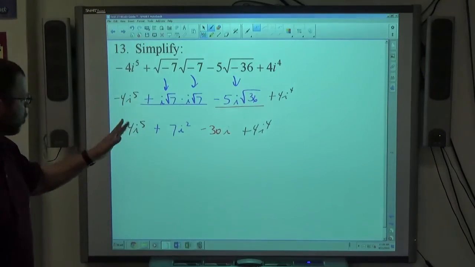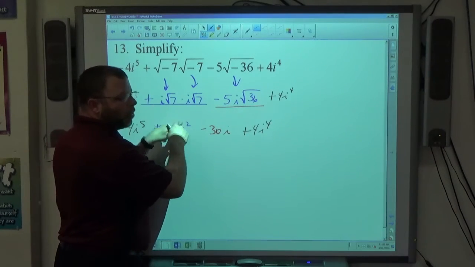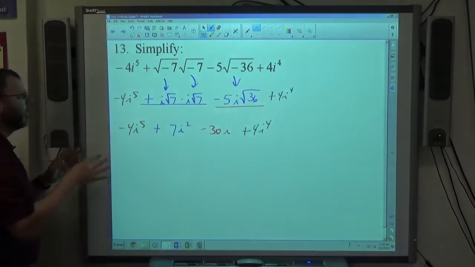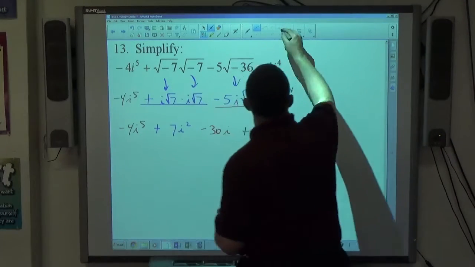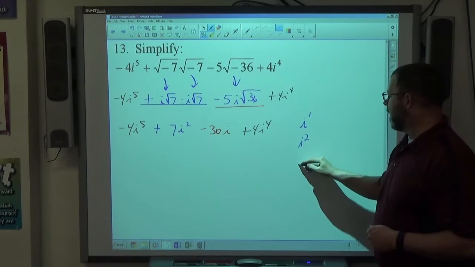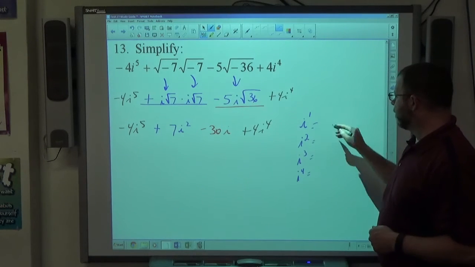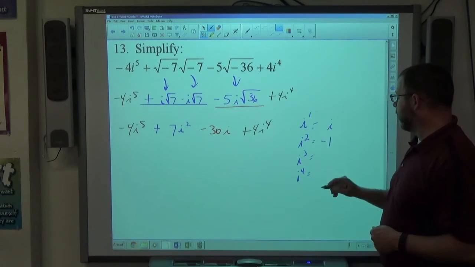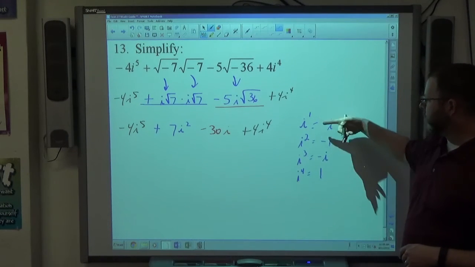Once I have every term looking like these two terms, some number times i to a power, some number times i to a power, and so on. Once everything looks the same, now I'm going to worry about my i's to powers. It's the same pattern we've been using for a while here. i to the first is i, i to the second is negative 1, i cubed is negative i, i to the fourth is positive 1, i to the fifth repeats back here.